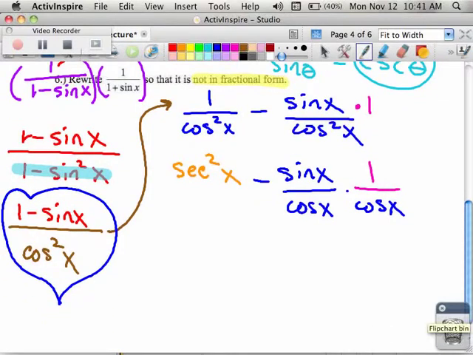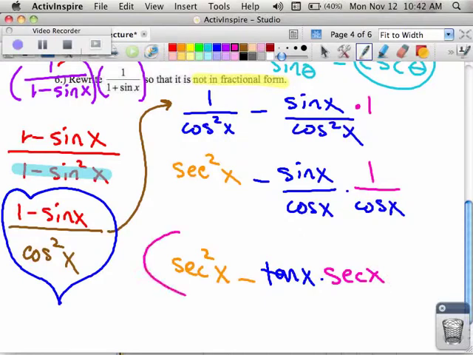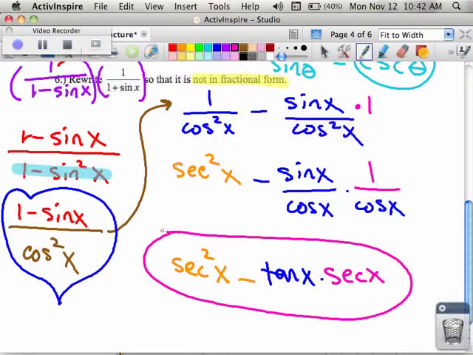So very tricky how they get down to this thing. And your final answer you would write as the secant squared of x minus the tangent of x times the secant of x. Notice how there are no fractions, and that's all they wanted. Just write it with no fractions.